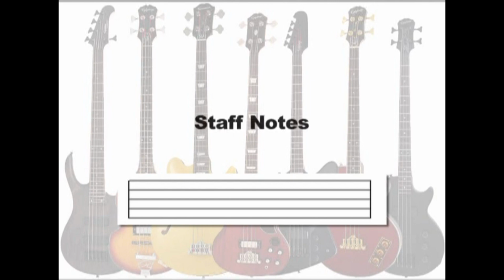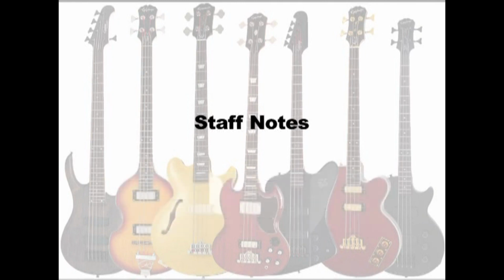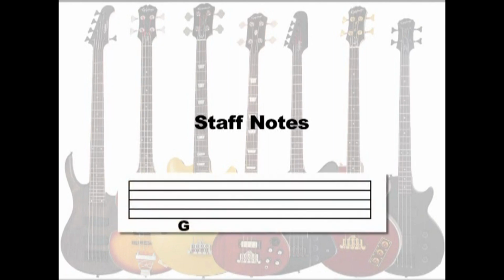The notes represented on the staff come from our musical alphabet. They are A, B, C, D, E, F, and G. After the G note, the alphabet starts over with A. This also works in reverse if you are playing or writing the notes backwards: G, F, E, D, C, B, A, G, F, and so on.